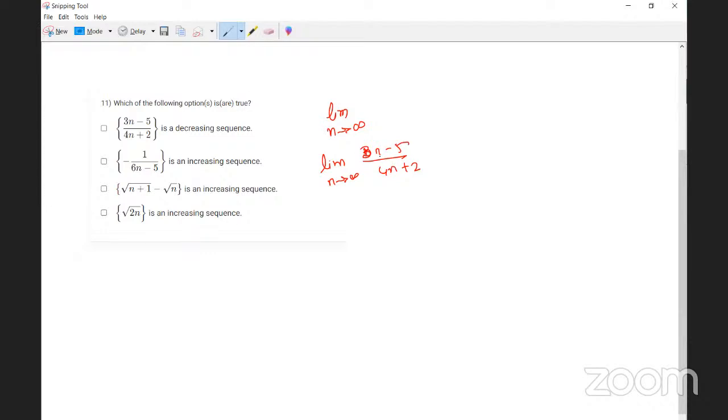The first option is (3n minus 5) over (4n plus 2). I have to take n common, right? So 3 by 4 I will get, right? Is it a decreasing sequence or increasing sequence? So my function is converging, right? The function is converging and then decreasing, right? Okay, sir, I get it.